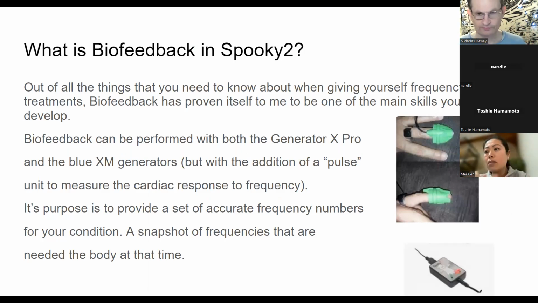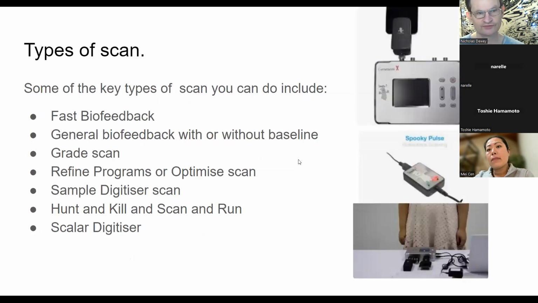So you can perform biofeedback with the Generator X Pro or the Blue XM generators with the pulse unit. And it's a question of getting the accurate frequencies for your condition. A snapshot of frequencies needed by the body at the time are created. On the right-hand side of the screen, you can see the image of someone using the pulse unit, which measures the heart rate, so that the heart itself will become an indicator as to which frequency the body is reacting best to.